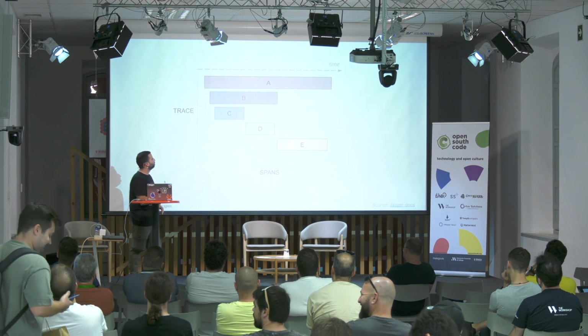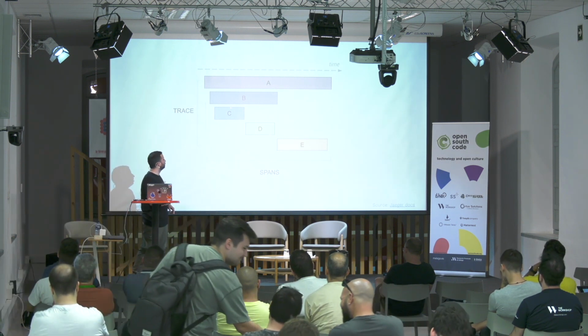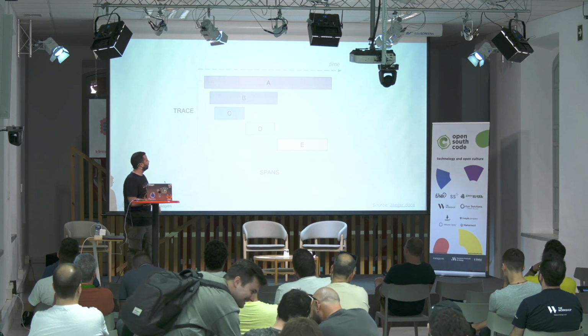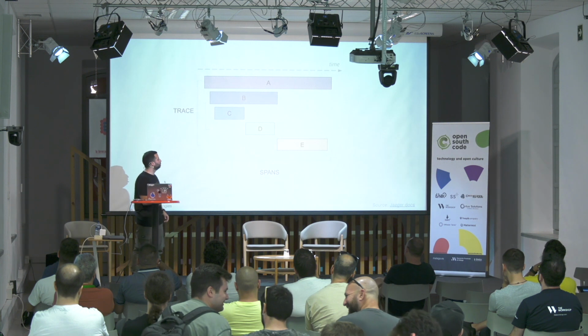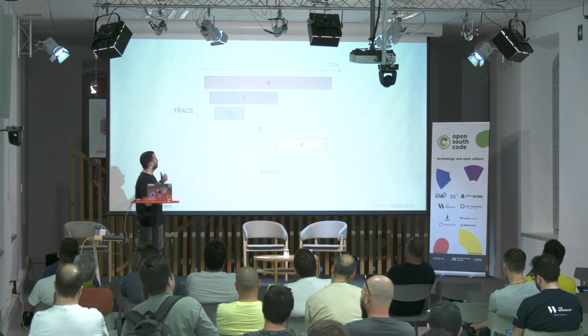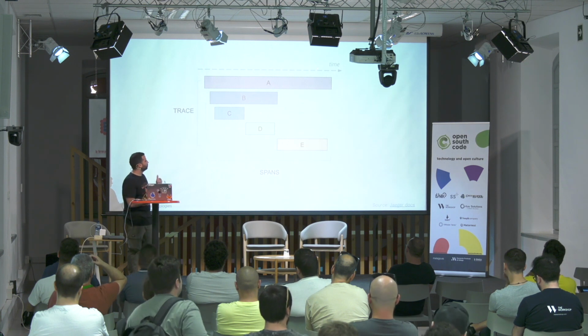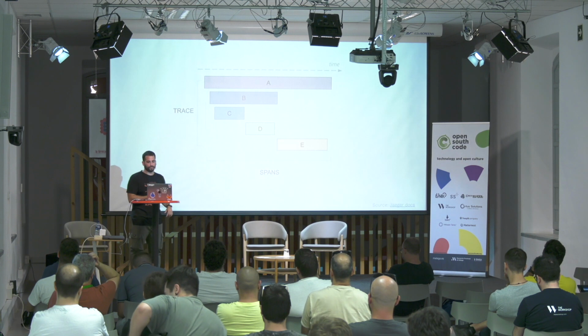This is an example of a time view of a trace. Here it's easy to understand which span takes the most time of a specific request. So if we look at this example, we can easily infer that, for example, the B or A span took the most part of the time of the specific request.